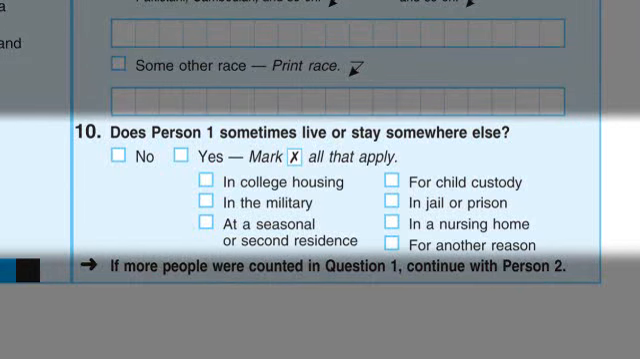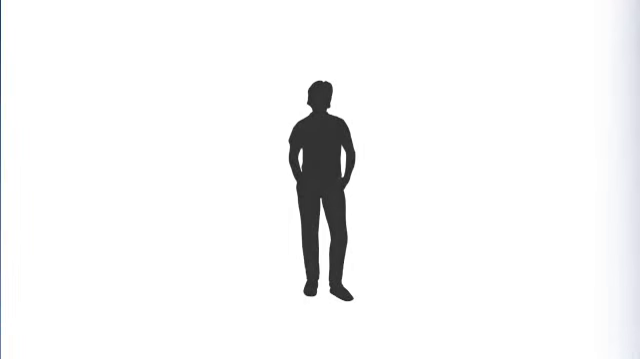Question 10 is the last question for person 1. This question helps to ensure that person 1 is counted in the right place. If person 1 sometimes lives or stays somewhere else, mark yes and then mark all the boxes that apply. Otherwise, mark no. Congratulations! You have completed the questions for person 1.